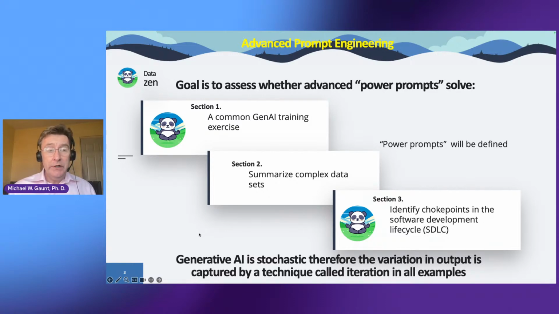In generative AI, this is a stochastic process, and therefore the variations in output are captured by a technique called iteration in all the examples I use.